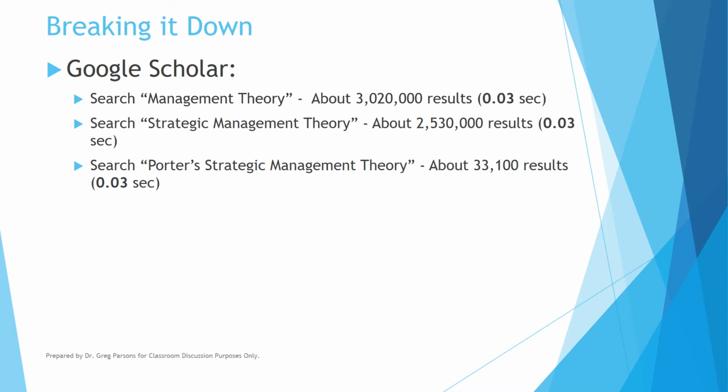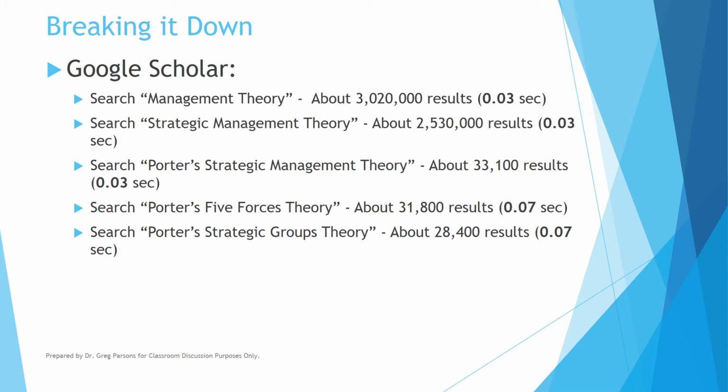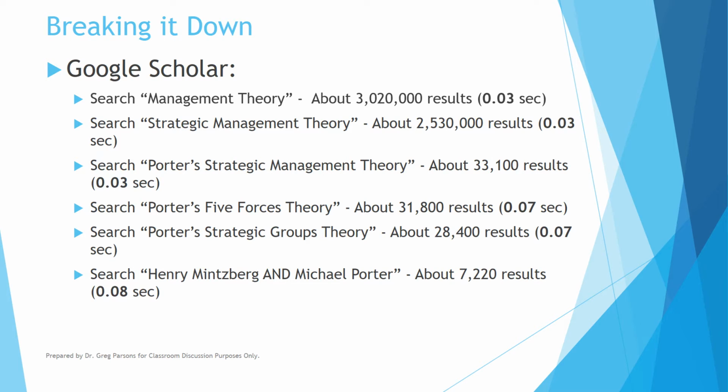Now we're getting more specific, so we're looking at Porter's strategic management theory, and we get 33,000 results. Porter's 5 forces theory, 31,000 results. So that tells us that a lot of the literature about Porter's theory contains 5 forces. Strategic groups still brings back 28,000. So finally we decide, well, we really need it smaller than that, so we're going to search Mintzberg and Porter. And here we get down to a large but still more manageable 7,220 results.